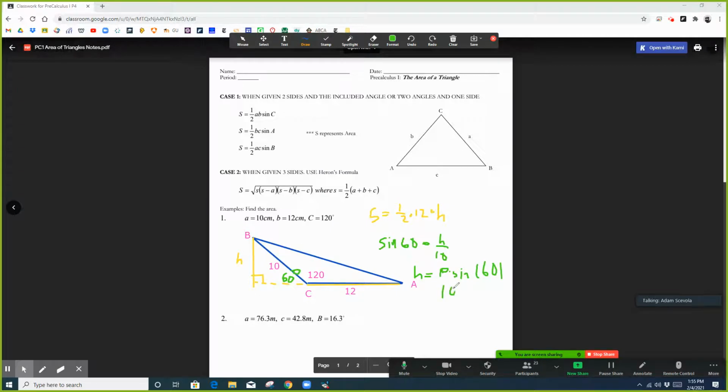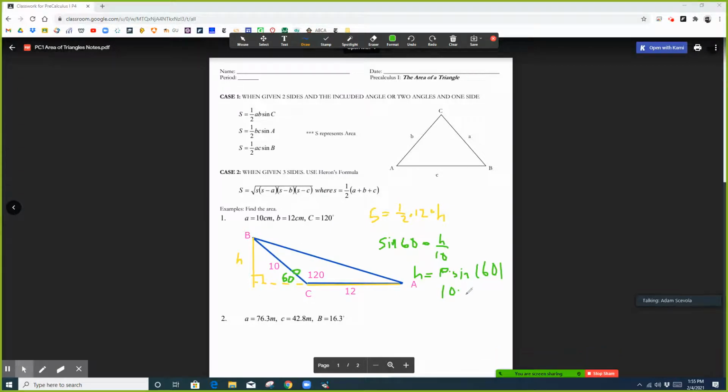To do this without a calculator, you know it's going to be 10 times root 3 over 2. Or you could just use a calculator. All right, and then you get the height is 5 root 3, because 10 root 3 divided by 2 would be 5 root 3. So you just plug that in right there, and we have our area. All right, so now I'll do the calculator part.